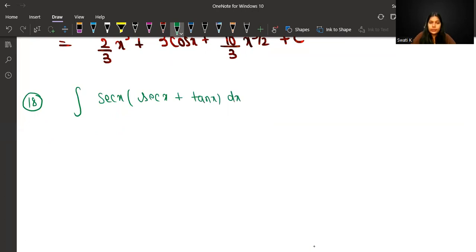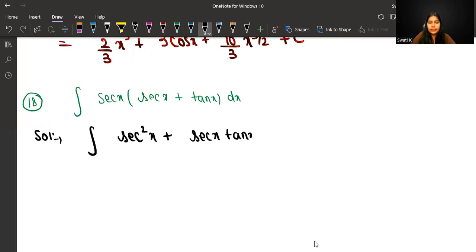So here also what we will do, we will simplify this by just multiplying sec x with sec x. That will become sec square x plus sec x into tan x will become sec x into tan x dx. Now here, if you integrate sec square x, we have a formula to integrate sec square x. The formula is, I'm writing the formula here, integration of sec square x dx is tan x plus c. So this will become tan x.